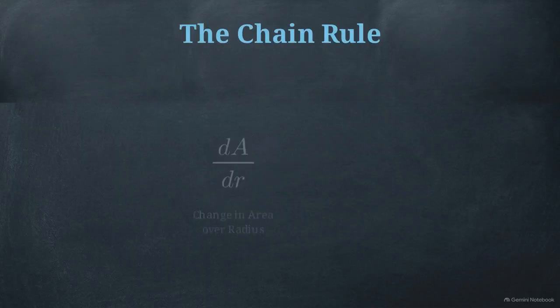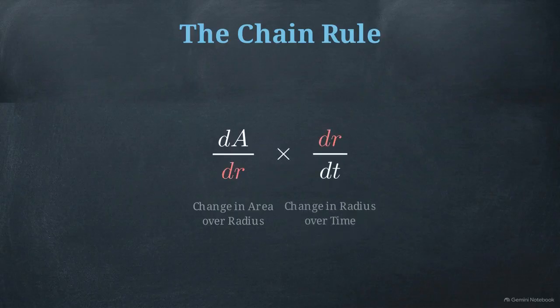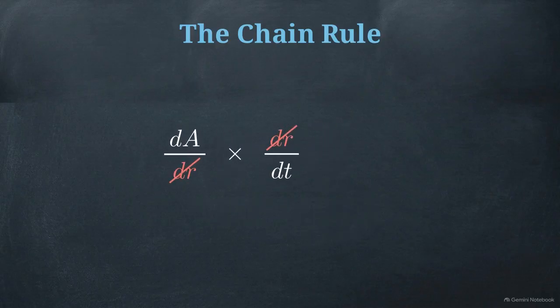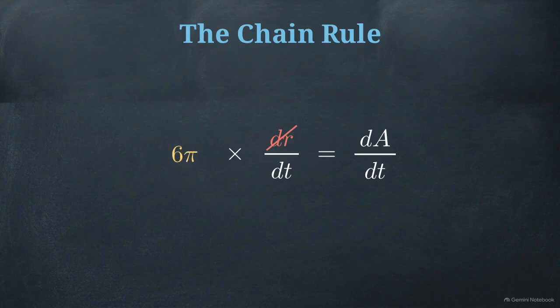This is the chain rule. We take the change in area over radius, dA/dr, and multiply it by the change in radius over time, dr/dt. The dr terms cancel out, leaving us with the rate of area change over time, dA/dt.